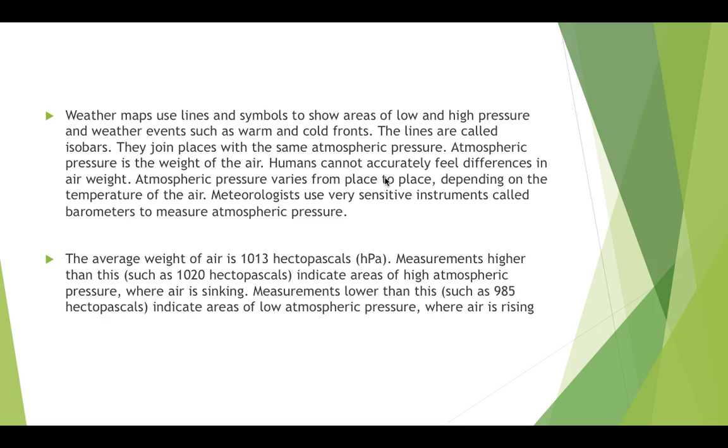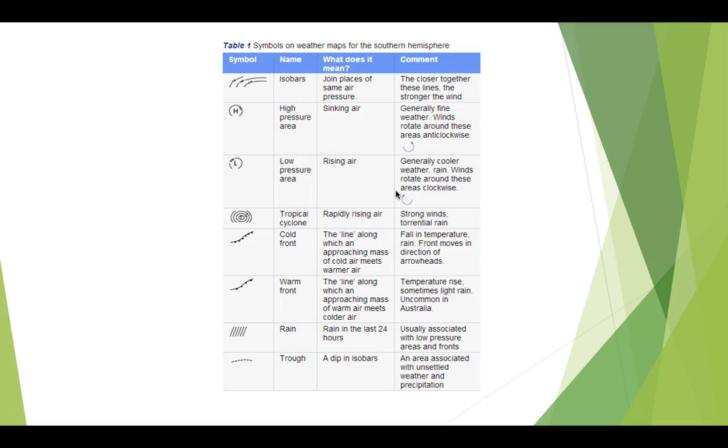So the average weight of the air is 1013 hectopascals or millibars. Measurements higher than this, such as 1020, indicate areas of high atmospheric pressure, so high pressure, where the air is sinking. Higher pressure, heavy air. Measurements lower than this, such as 985, indicate areas of low pressure, where the air is rising. So lower pressure, light air, it's going to rise up. Now this is taken straight from the textbook, just thought I'd put in there for you to be able to pause and go back and refresh.